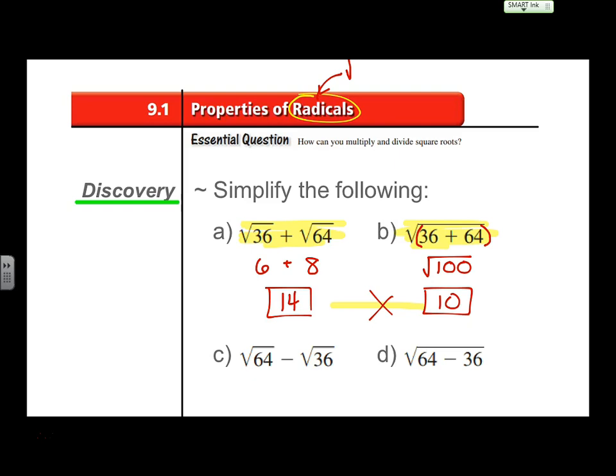Okay, so then 14 doesn't equal 10, right? So we have to be really careful to do PEMDAS when it's necessary. Let's focus back in. Do PEMDAS when it's necessary.